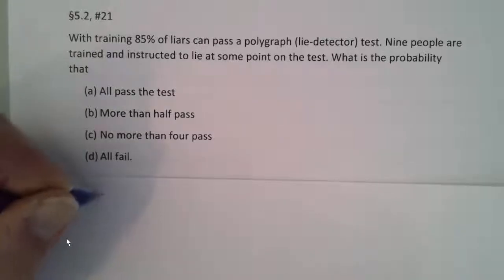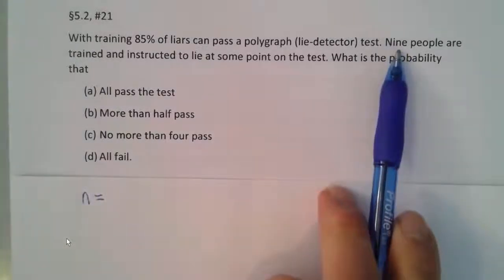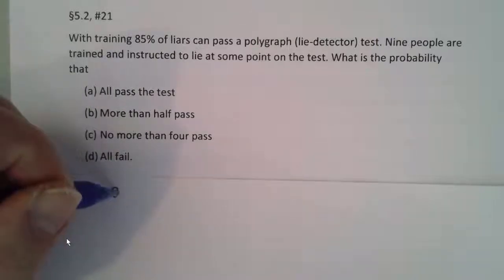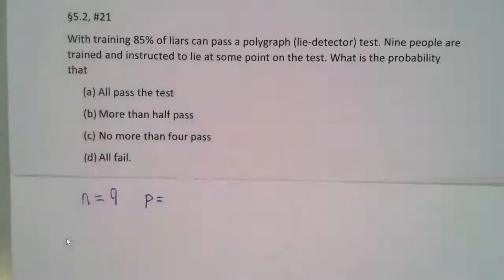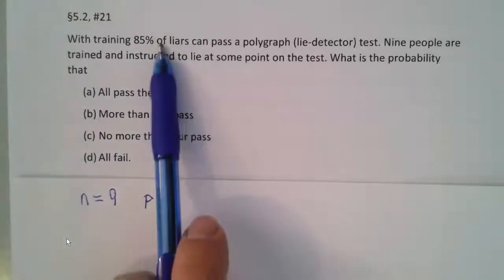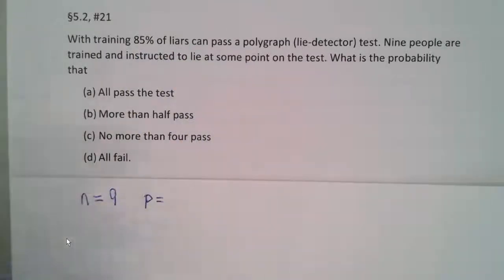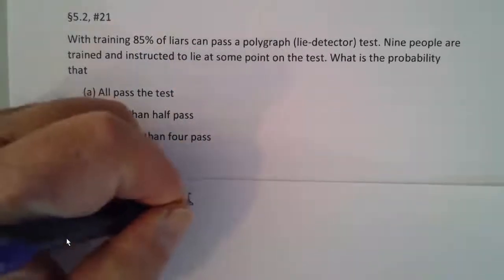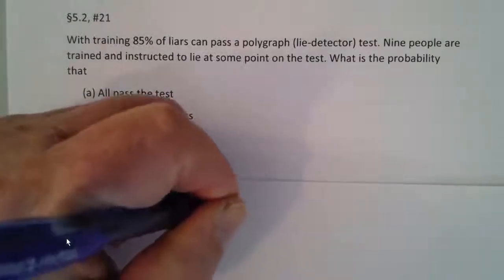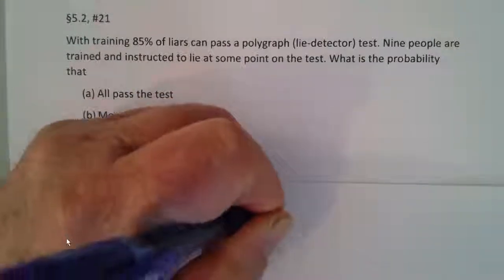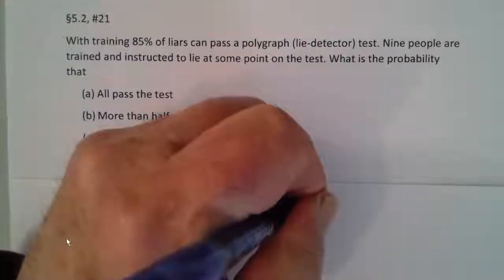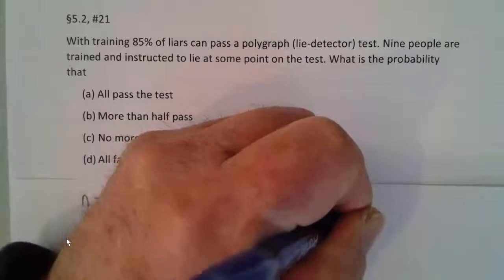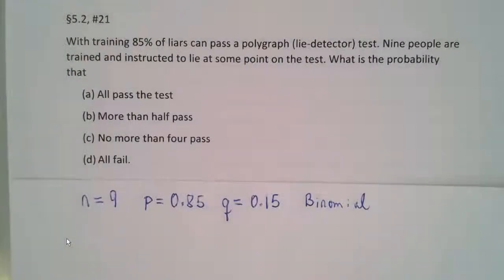So the number of trials is the number of people who are going to be taking the test. So the number of trials is 9. Success, we're going to say, is that the person is lying and also passes the test. So the probability of success is 0.85. That, of course, means the probability of failure is 1 minus that, or 0.15. And R will depend on which part of the question that we're answering here. But just taking note of the fact that this is a binomial distribution.